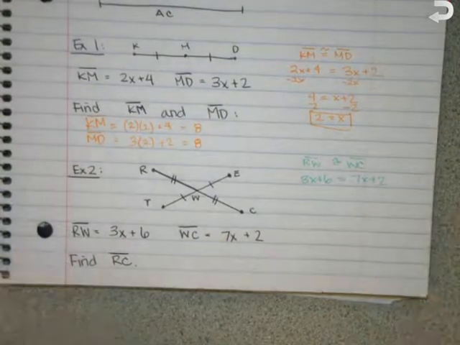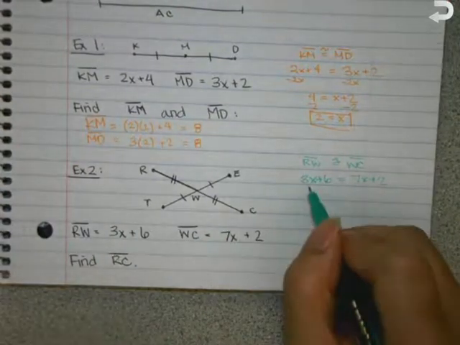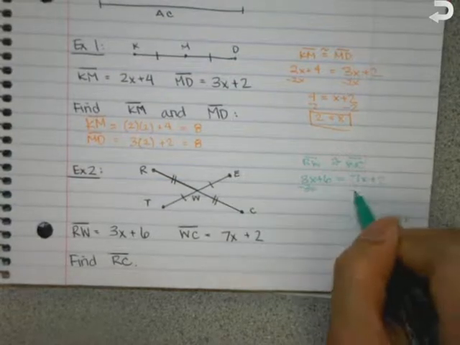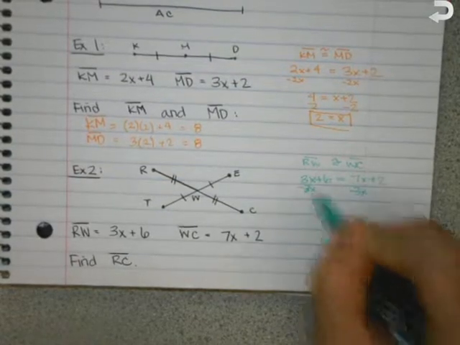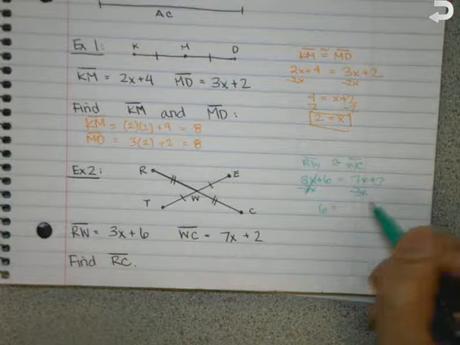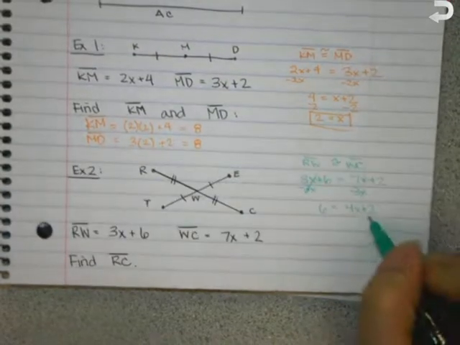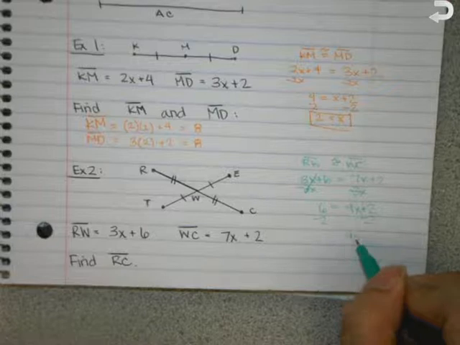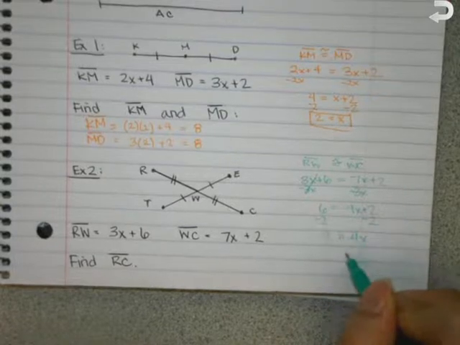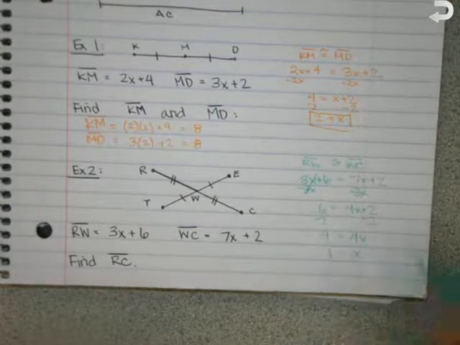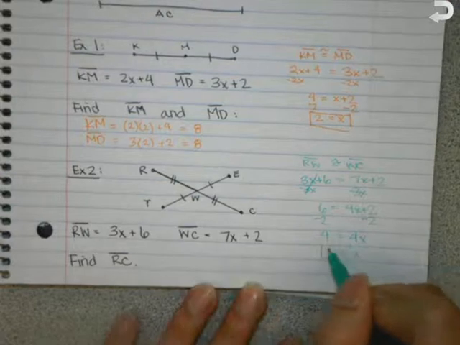Solve for x, so go ahead and subtract 3x from both sides. This goes to 0. We have 6 on the left-hand side, and 4x plus 2. Subtract 2 from both sides, and then we get that 4x is equal to 4. That means that x is equal to 1 if we divide by 4, right? So there's our solution for x.